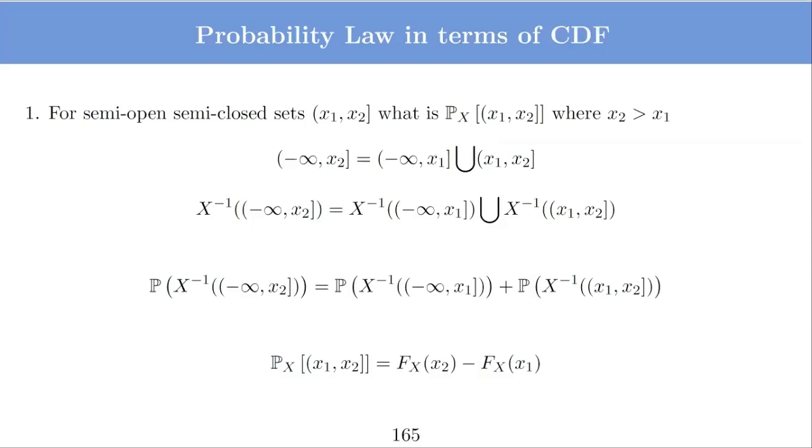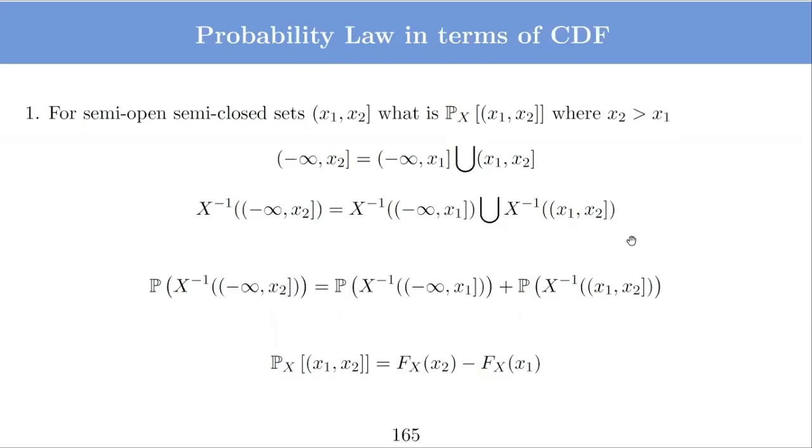So how can we prove this? It is rather intuitive to say that the pre-image of this set, which is given by this, is made from all omega which map to this set. Now, all omega which map to this set can be decomposed into two parts. One would be all omega which map to (minus infinity, x1], and the remaining would be all omega which map to (x1, x2]. If you combine these two, you will get all omega which map to (minus infinity, x2].